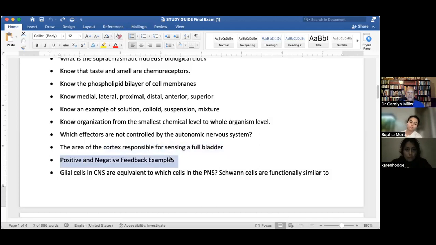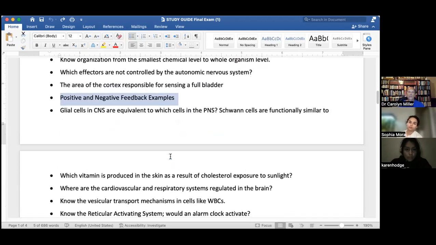Positive and negative feedback examples. The two positives that we taught were childbirth and blood clotting. But it's not that simple. We talked about how if a person has a tumor on the thyroid gland, they could have continuous stimulation of thyroid stimulating hormone, continuous TSH production. That is a positive feedback mechanism because it's going in the same direction and continues to happen.